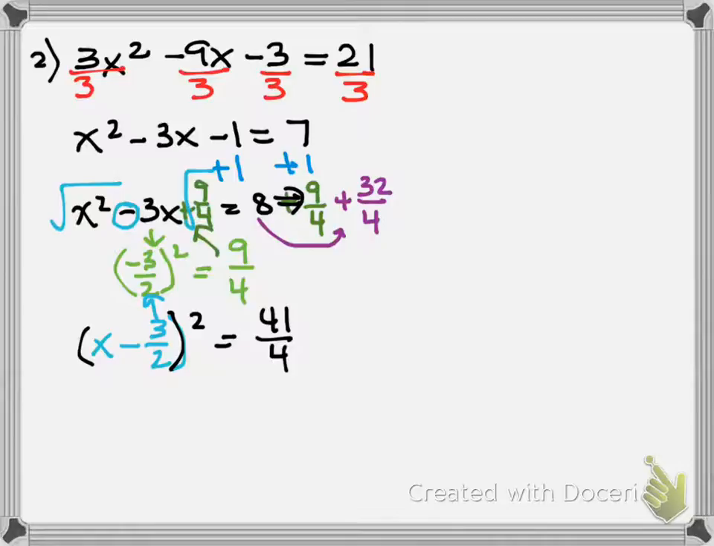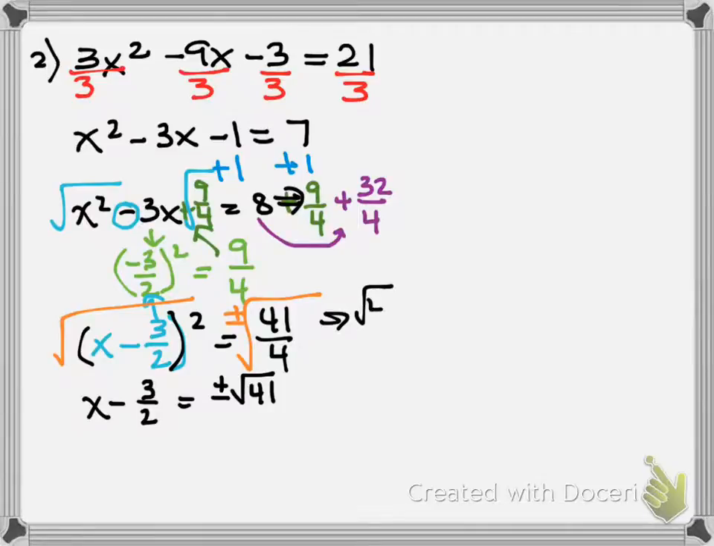Okay? So now I take the square root of both sides. I have a plus or minus over here. So I get the quantity x minus 3/2 squared. The square root of that is x minus 3/2. On the other side, I have a fraction, so what I'm going to do is try to take the square root of each of the parts. 41 is not a perfect square, so I leave it under the radical sign. What's the square root of 4, though? Yeah, so again, I'm looking at it as its parts.